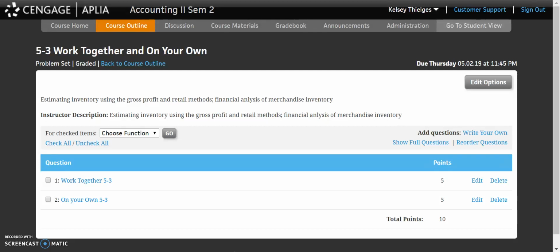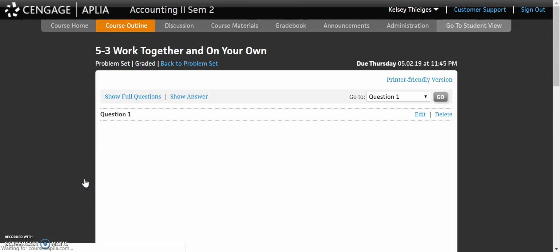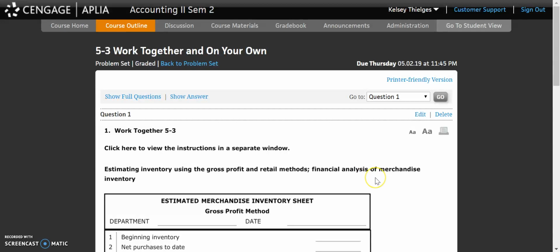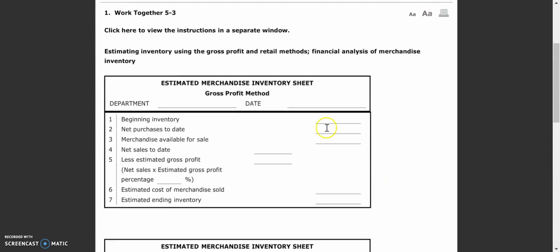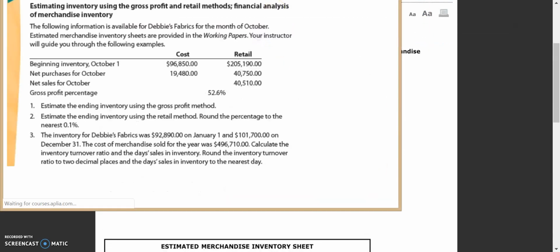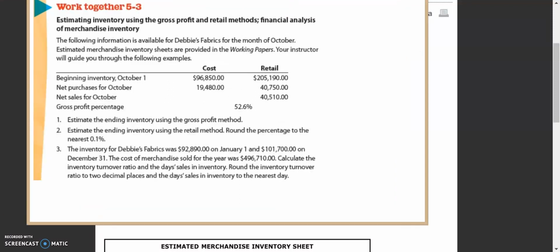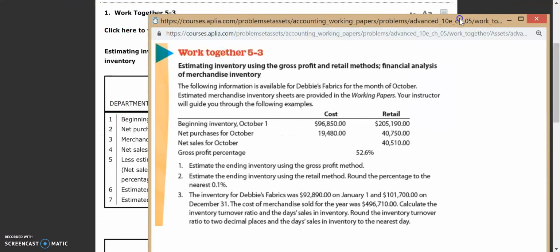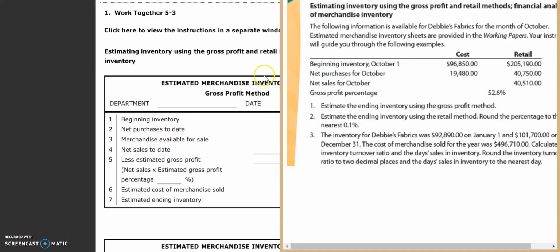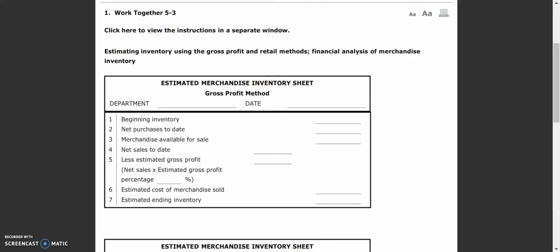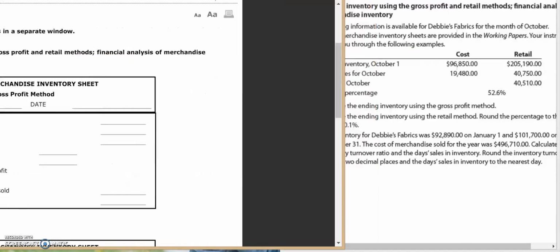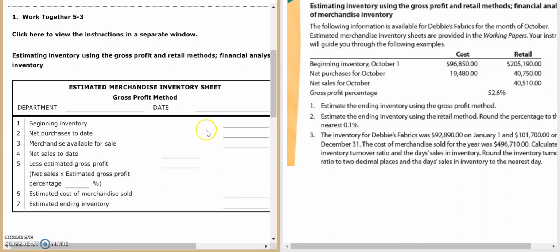All right, welcome to our last work together in chapter 5, where we'll be estimating inventory using gross profit, retail, and then also doing a couple of our financial analysis ratios we've talked about. So our first thing we need to do is open up our instructions in a separate window. I am going to try to do the split screen for this one just because I think it's easier than flipping back and forth. So I'm going to throw this over here and then also put this one over here.